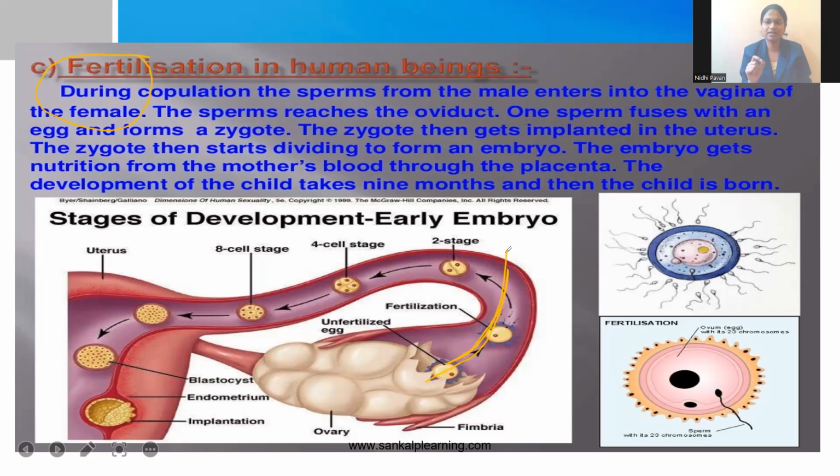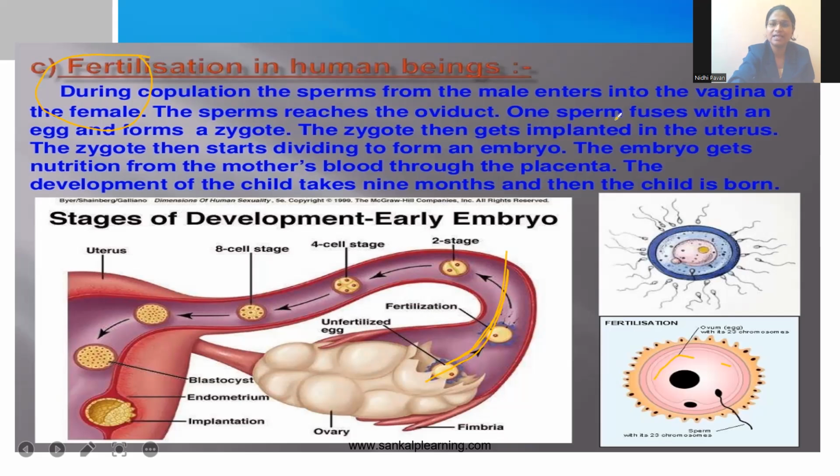Among the many sperms coming from the male, one sperm succeeds in reaching the egg, and it fuses with the egg. When it fuses, zygote formation takes place. Fusion of gametes is called fertilization, right? So the zygote formation takes place.